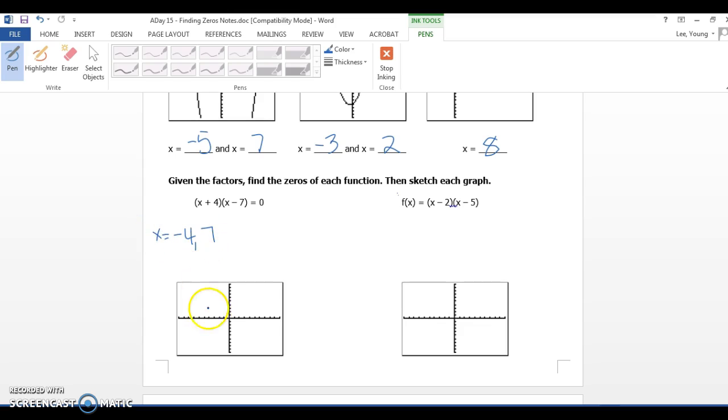And then you can actually graph it. 1, 2, 3, 4, negative. And then positive 7. 1, 2, 3, 4, 5, 6, 7. Okay.